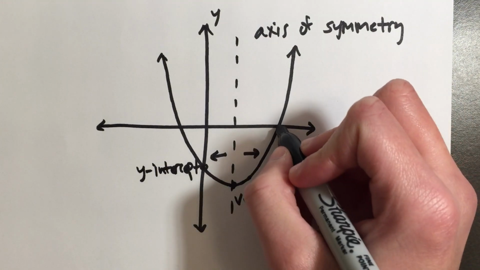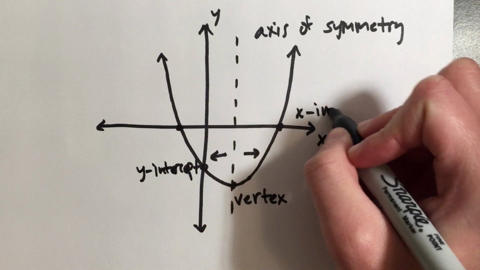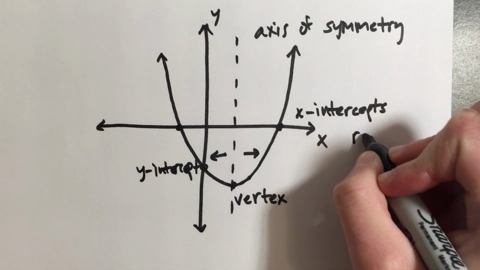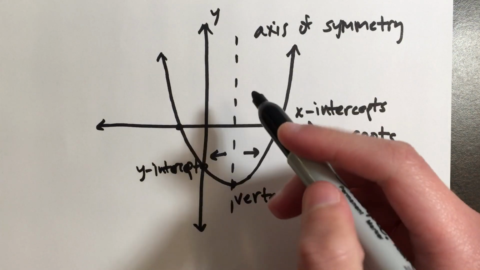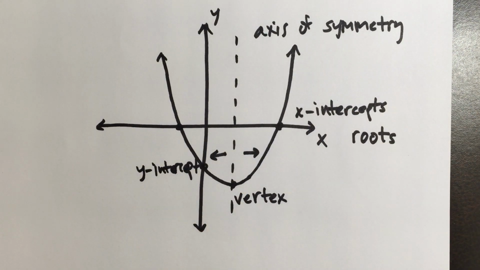And the next important points are right here and right here. These are called the x-intercepts, otherwise known as the roots. So in this parabola there are two roots, and if the parabola had one root, it'd be called a double root. So both of the points would be at one point on the x-axis, so the vertex would be the double root and the point on the x-axis.